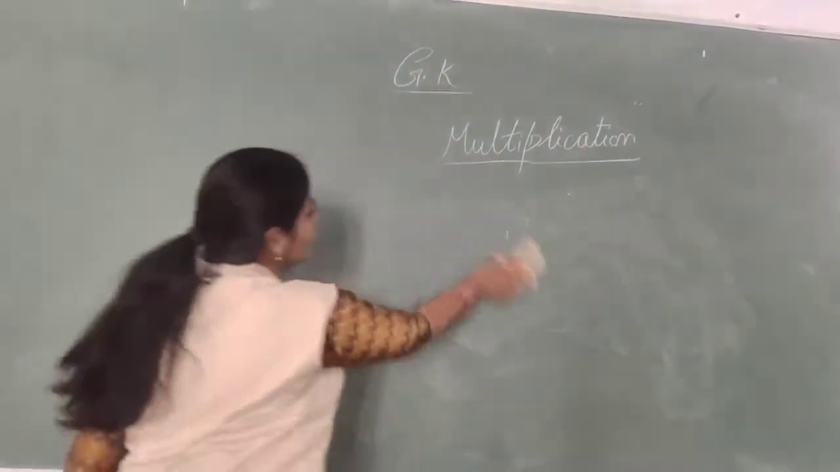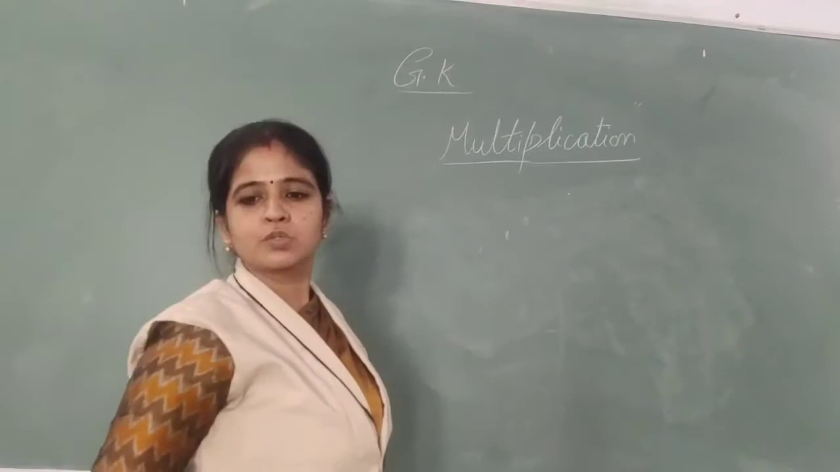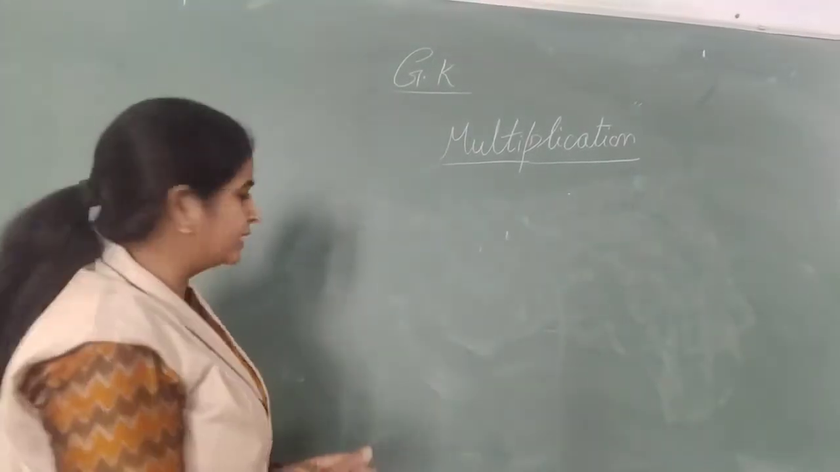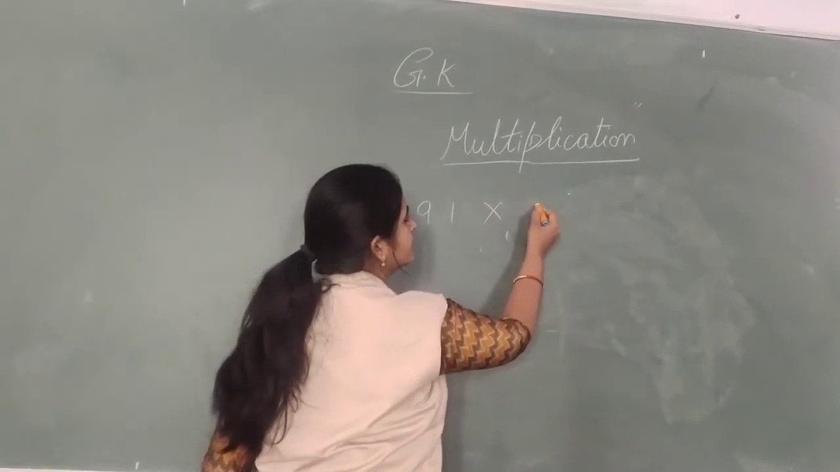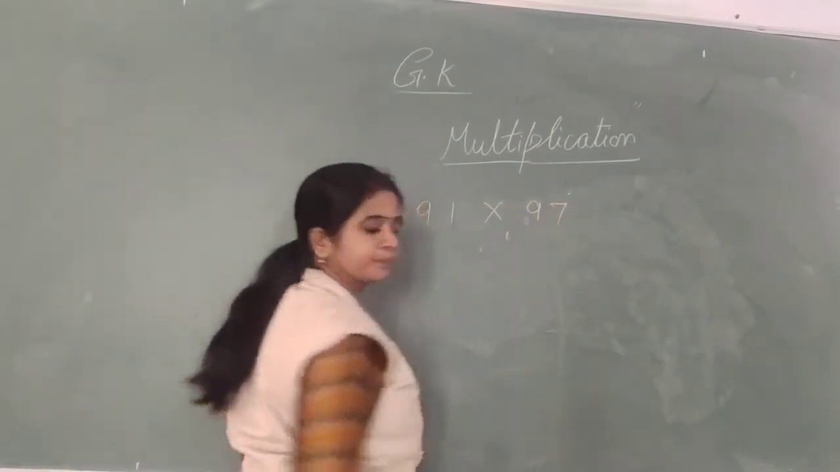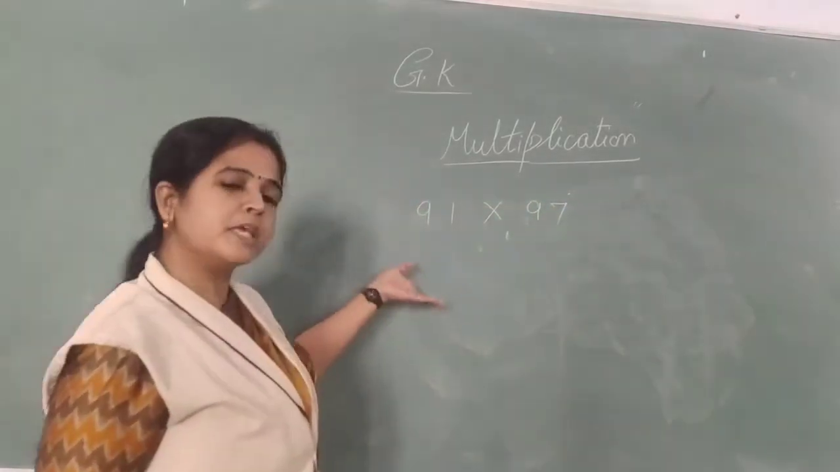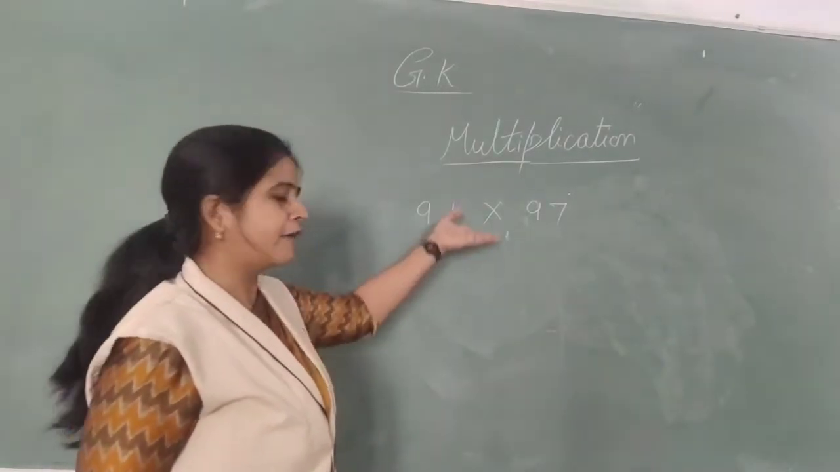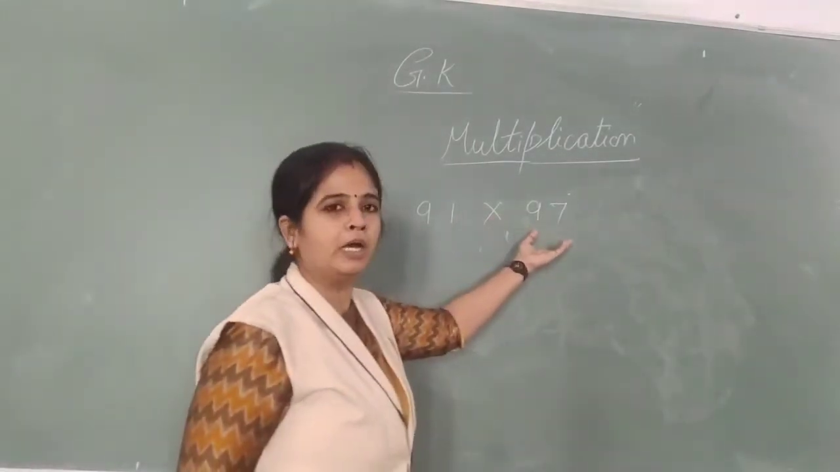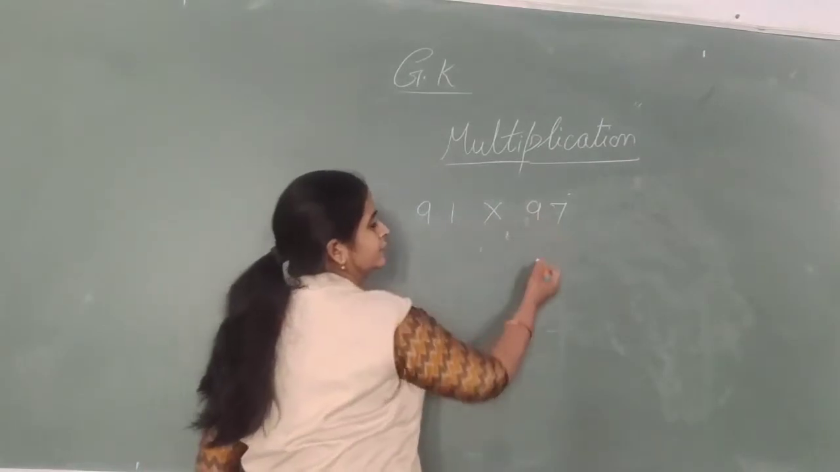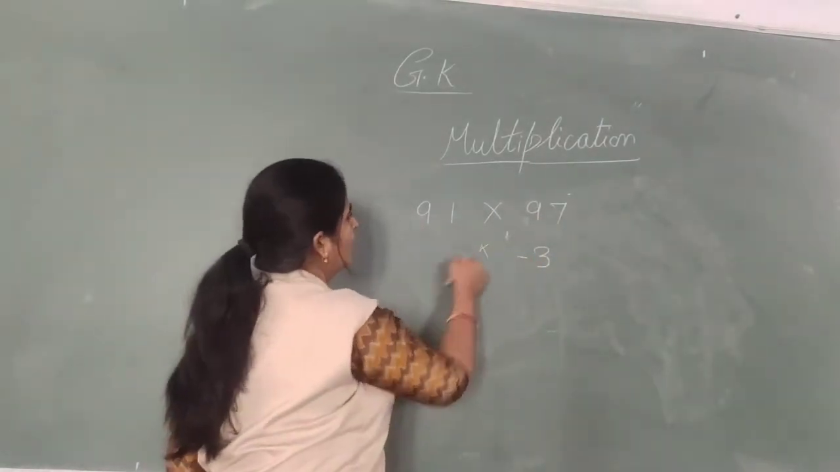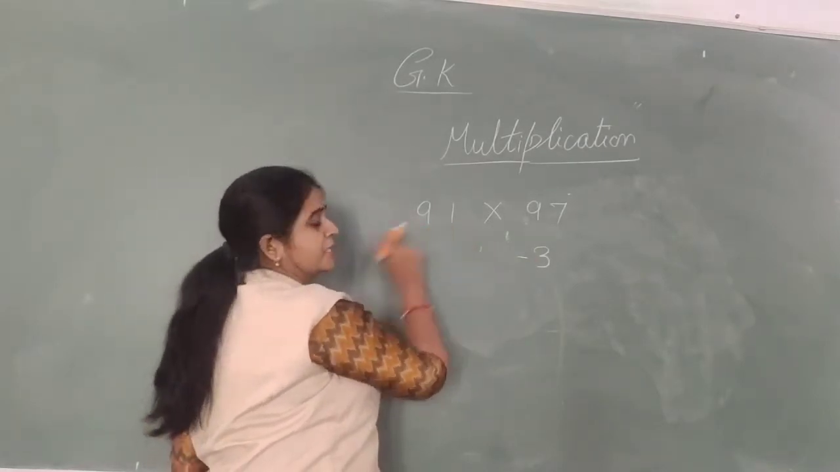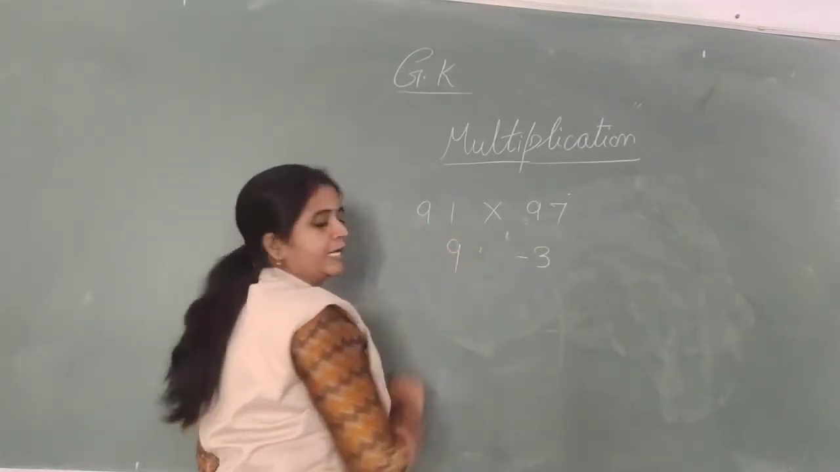Now take one or two more examples to explain better. Suppose I have taken 91 and I want to multiply by 97. Okay, the same first process, you have to subtract both the numbers from 100. 97 subtracted from 100, you will get 3. When you subtract 91 from 100, you will get 9.